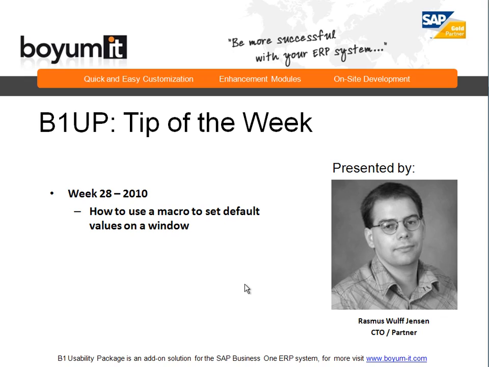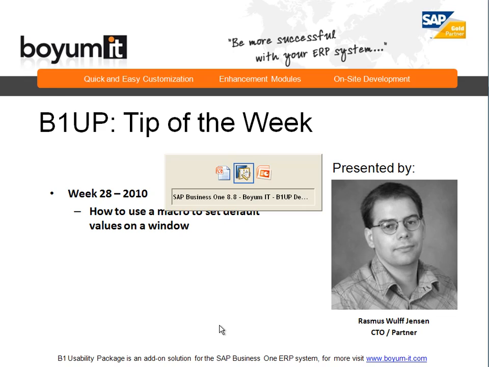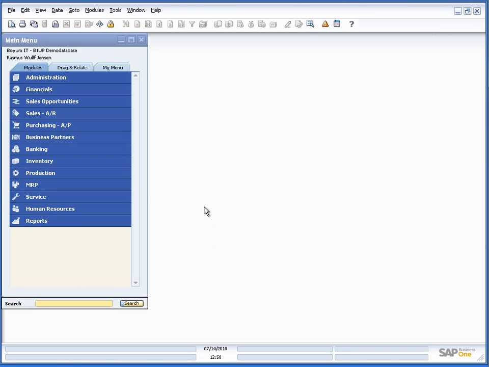My name is Rasmus Wolf Jensen, and this week we will be looking at how to use a macro to set a default value on windows. This is all about finding out where your customers have tedious tasks that they do every time and how to get rid of them. So let's go into Business One to see one tedious task as an example.